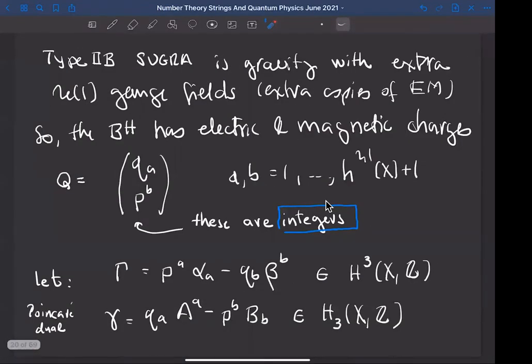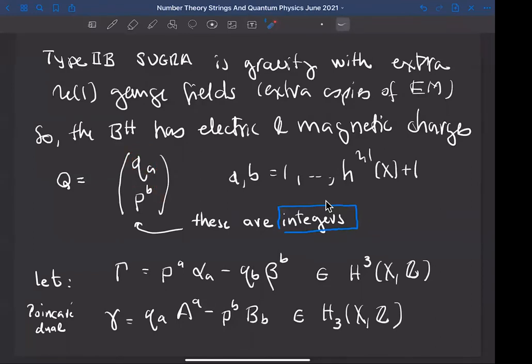So there's more about these solutions. Type IIB supergravity is gravity with a number of U(1) gauge fields. So the black hole is charged, has electric and magnetic charges that we call Q and P, and these are all integers. So this vector Q is a vector that has b3 entries, so there are h^{2,1} plus 1 of each of these charges.